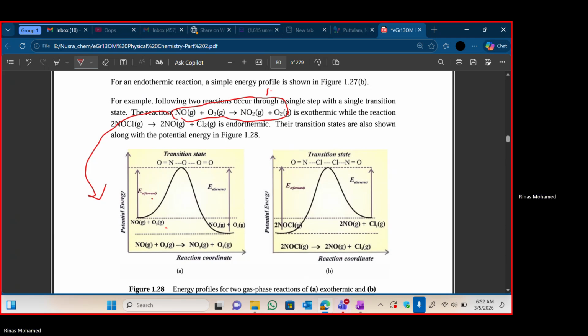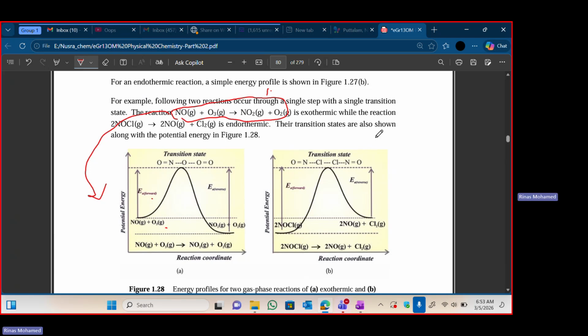transition state. For the second reaction type, here see two NOCl molecules will combine together to give chlorine. Chlorine should be formed, so they will come closer. Right? Then in NOCl, the N-Cl bond is broken and the Cl-Cl bond is formed. This is the transition state complex, the activated complex.